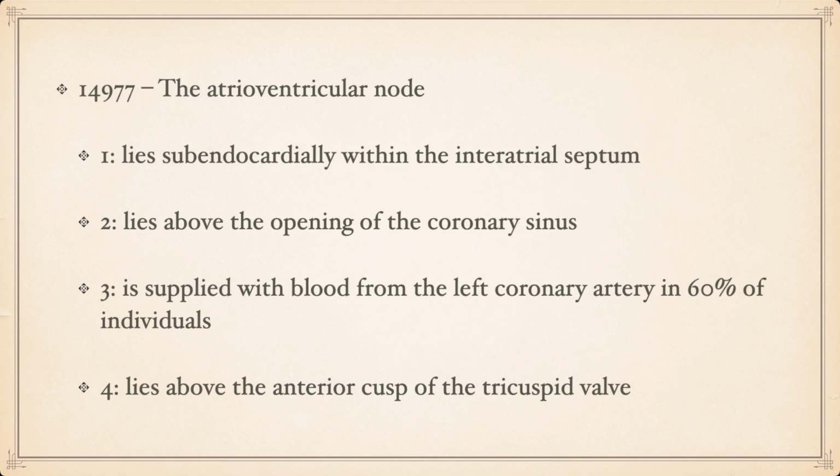Okay, we have another type X question. The atrioventricular node lies subendocardially within the interatrial septum, lies above the opening of the coronary sinus, is supplied with blood from the left coronary artery in 60% of individuals, and lies above the anterior cusp of the tricuspid valve.